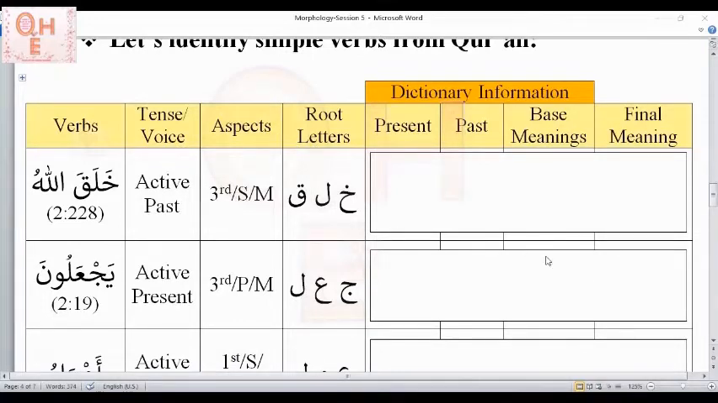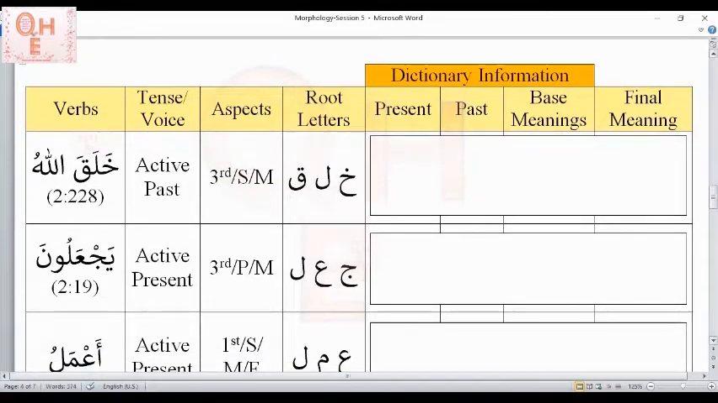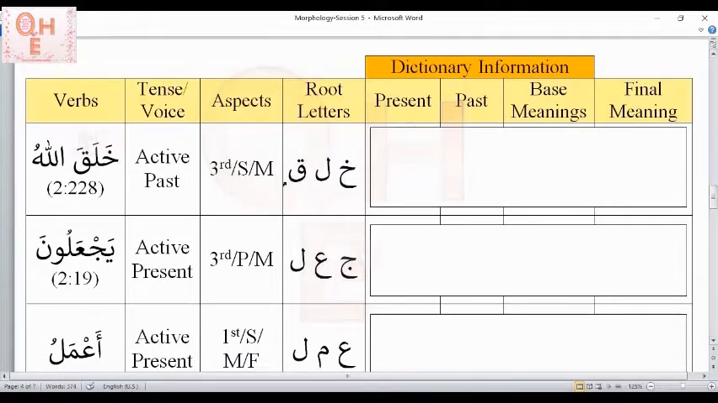When we have the root letters, for example, on this page we have 3 words, so 3 sets of root letters. What we will do is make a note of these 3 sets of root letters in our notebook. We'll go to the dictionary to find this information: the past and present tense pattern that each set of root letters takes, the base meaning, and the final meaning of the word we are trying to solve.